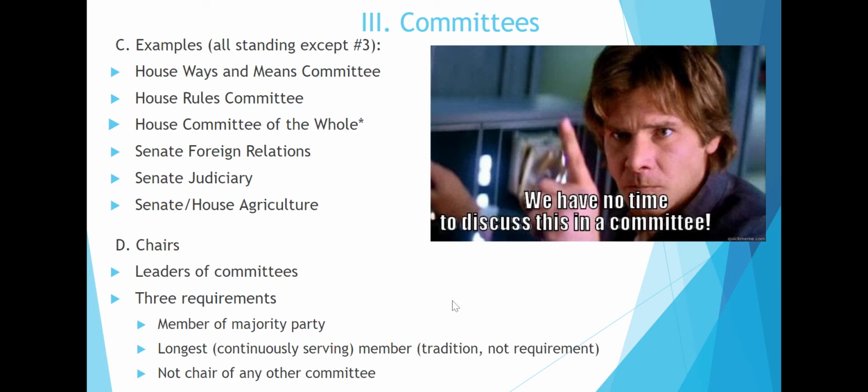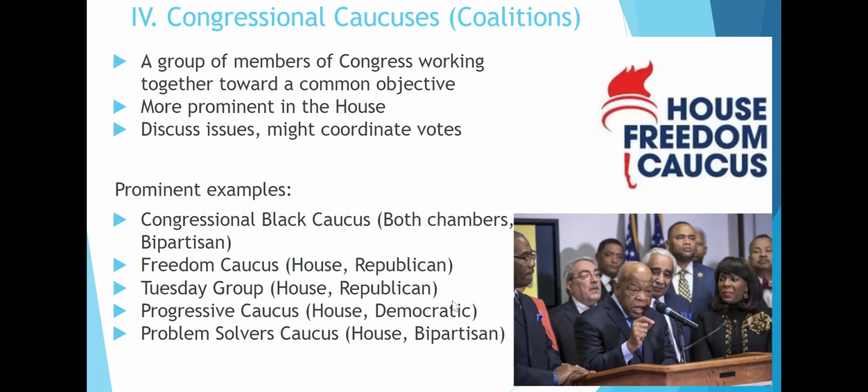All right, so that's a lot for committees. That's a lot of where the work gets done. We're going to switch gears a little bit and talk about congressional caucuses. So we're no longer talking about committees. Committees are formal parts of Congress. It's not written into the Constitution, but they are institutionalized very much in the rules of Congress. Caucuses are much more informal.